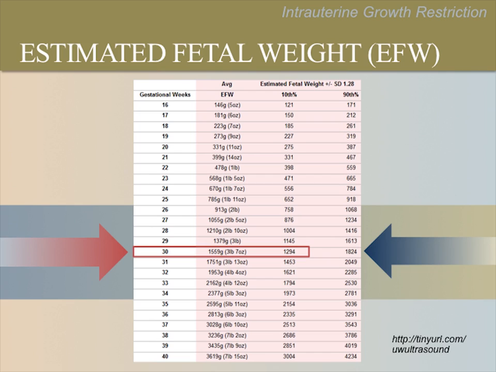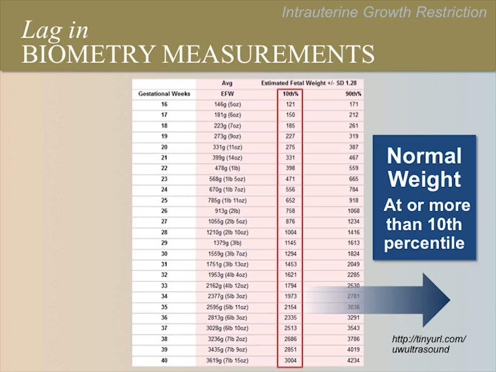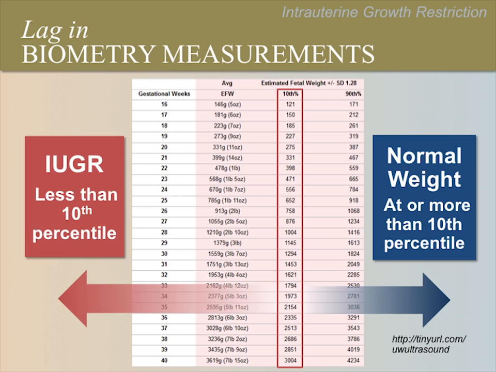Remember to use the gestational age based on the first ultrasound because it is most accurate and not the second ultrasound. When assessing fetal weight, always begin at the 10th percentile column. Normal fetal weight is equal to or greater than the 10th percentile for gestational age. Suspect IUGR if weight is less than the 10th percentile for gestational age.